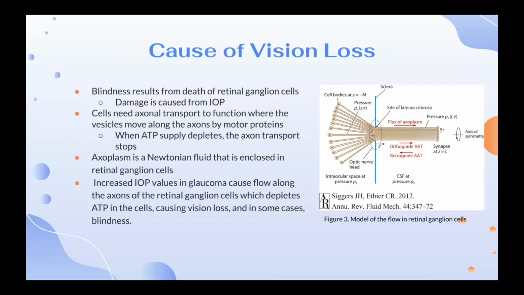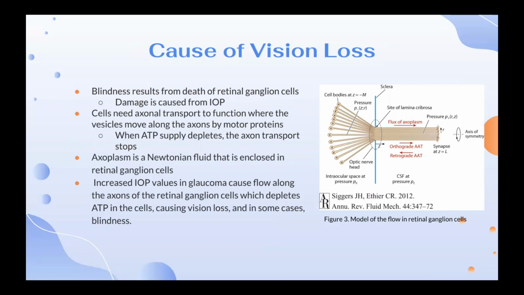In many cases, glaucoma can lead to vision loss or blindness. Blindness results from death of retinal ganglion cells, and when the ganglion cell, which carries visual information to the brain from the retina, is damaged, an increase in intraocular pressure happens and it eventually dies and causes blindness.